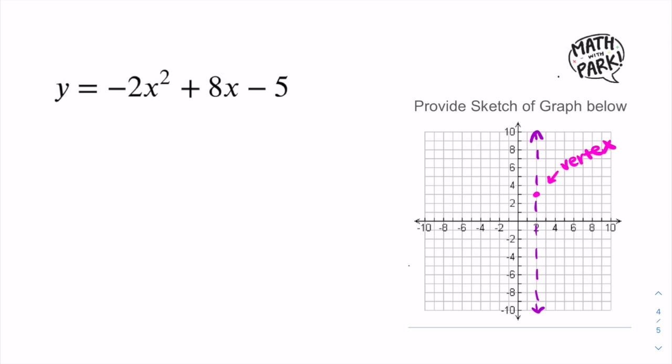Since we know the vertex, now what we want to do is find the other points on our graph. So to do so, draw a t-chart. Now I'll draw the t-chart right here. I usually put the vertex right in the middle. So since our vertex is (2, 3), it's right in the middle. And then the next part of the direction is subtract 2 values of 1. So 2 minus 1 is 1. So just 2 numbers before 2, and then 2 numbers after 2.